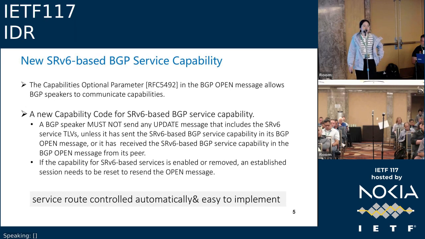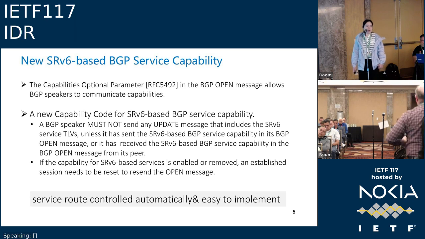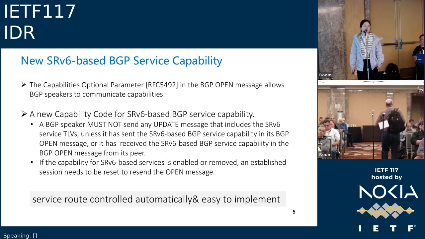And to control the routes without per neighbor configuration, this draft introduces a new capability code for SRv6 based BGP service. A BGP speaker must not send any update message that includes the SRv6 service TLVs unless it has sent the SRv6 based BGP service capability in its open message, or it has received the SRv6 service capability in the open message from its peer. And like any other BGP capability code, if the capability for the SRv6 based service is enabled or removed, an established session needs to be reset to resend the open message. And with this extension, the service routes can be controlled automatically, and it is easy to implement.